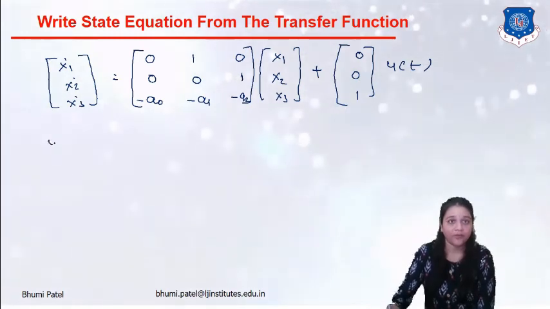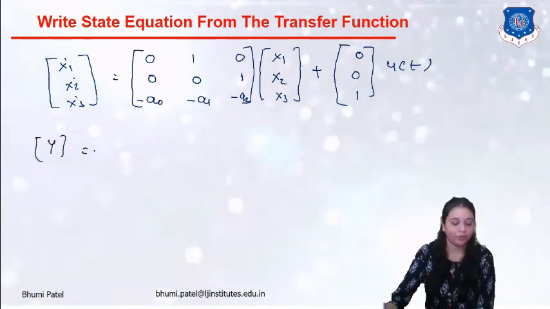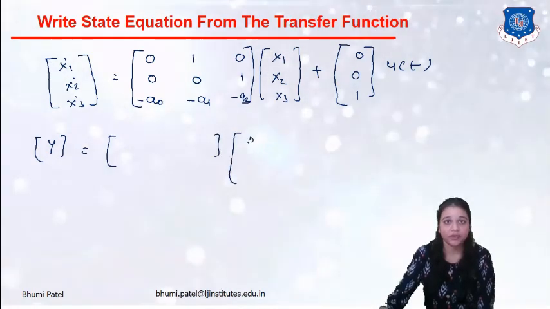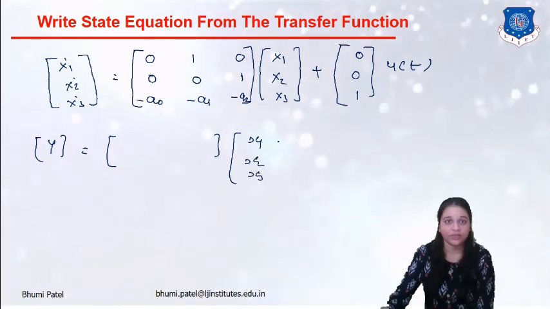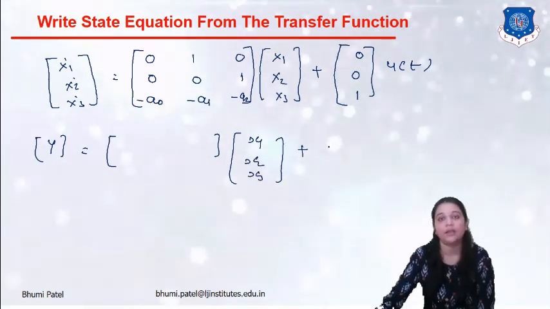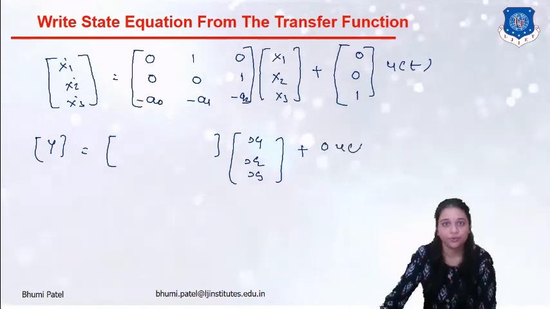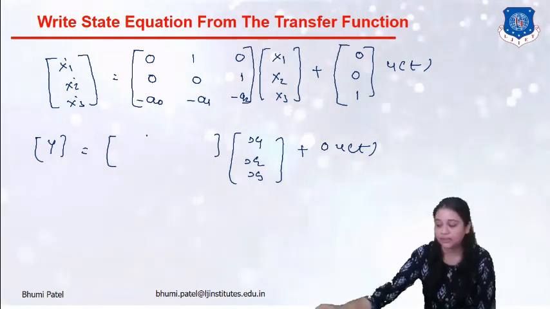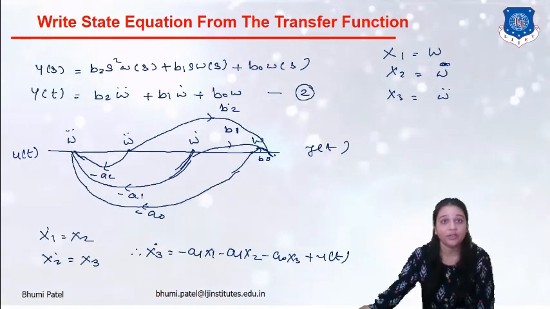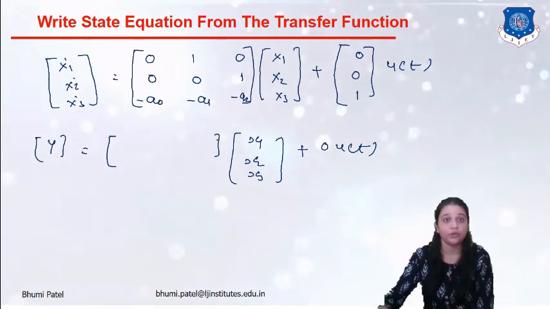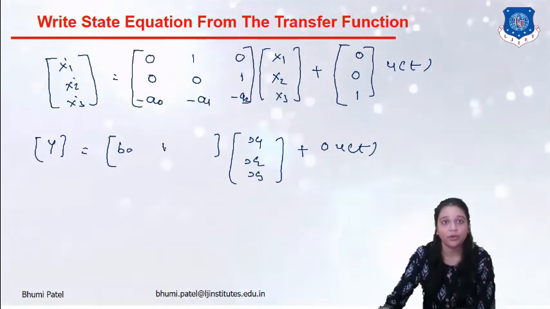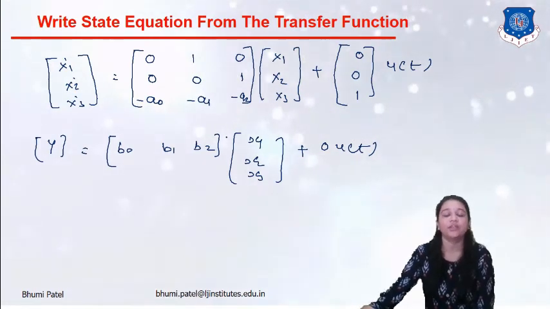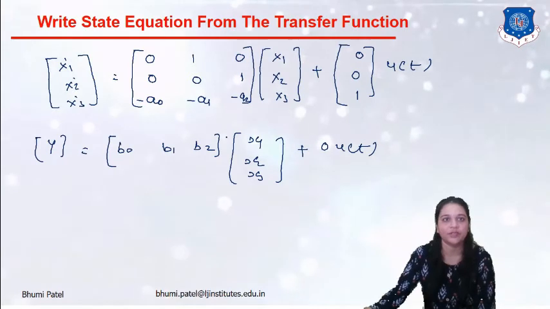Okay. Now for y matrix or the output value, we have to find the value of the x1, x2 and x3 coefficient plus here the input is 0, so 0 u of t, and the coefficient of x1, x2 and x3 for the y of t term. Here you can see that b0, b1 and b2. So we can put here b0, b1 and b2. Okay, so this is the state equation from this particular transfer function.